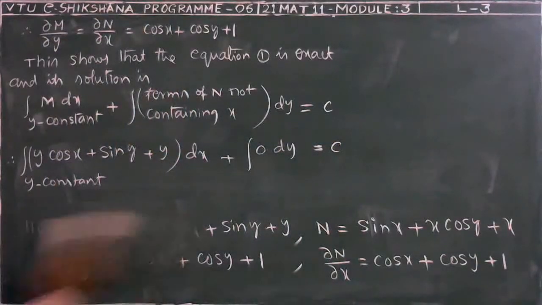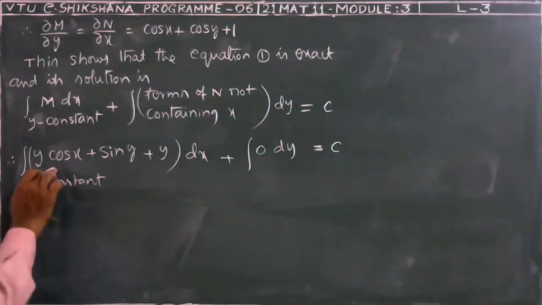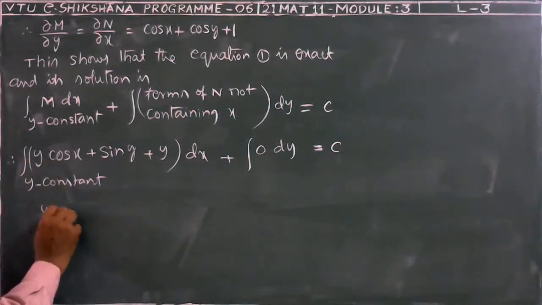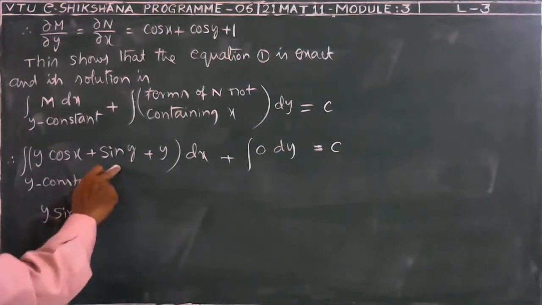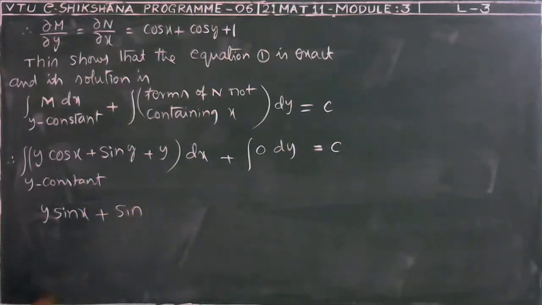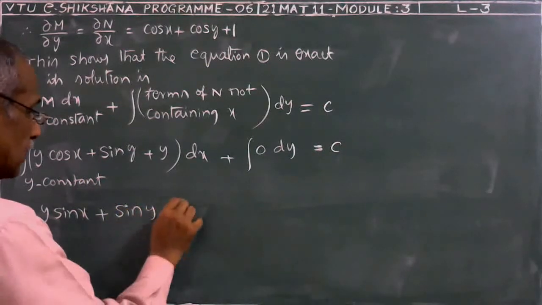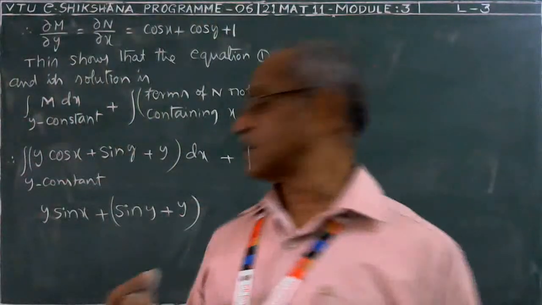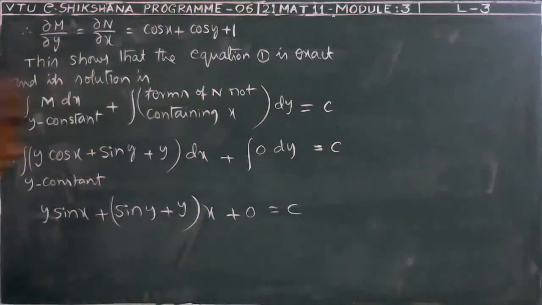Okay. Now let me integrate, keeping y constant. Integration of cos x is sin x, so y is constant. Then sin y is constant as well as y is constant, so this is equal to x into sin y plus x into y, or simply sin y plus y, both are constant with respect to x, so therefore sin y plus y into x plus 0 is equal to c.